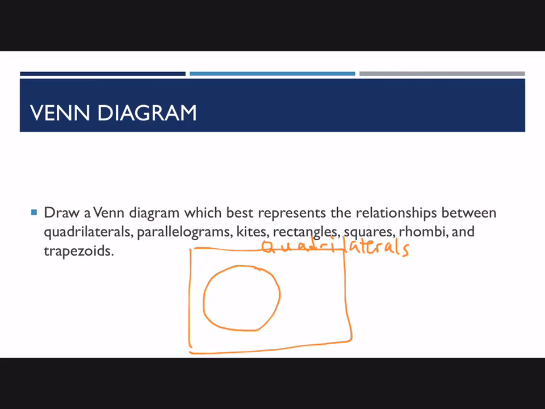So see if you can finish this. Draw other circles in here. They can overlap if needed. They can be disjoint. They can be inside of each other. But what is the best way to show all of these different relationships?